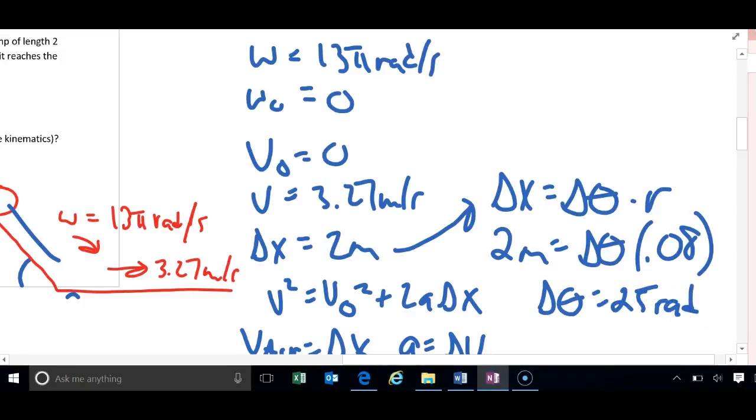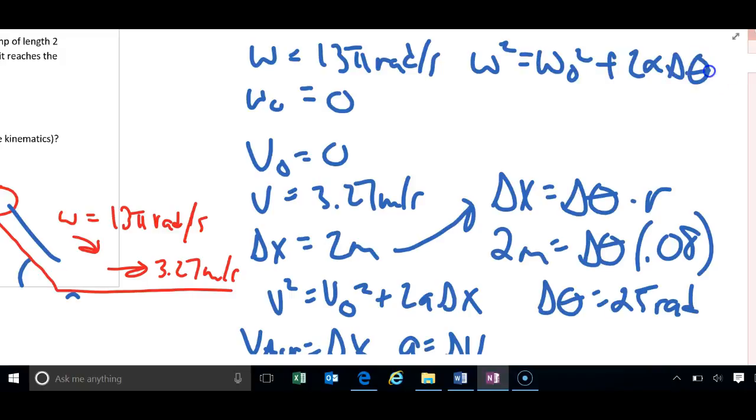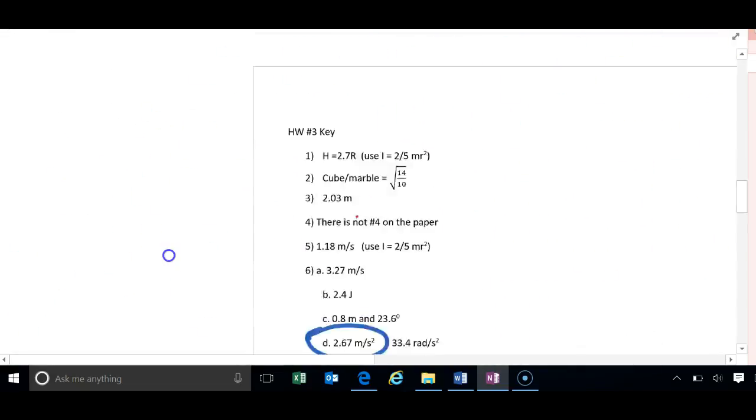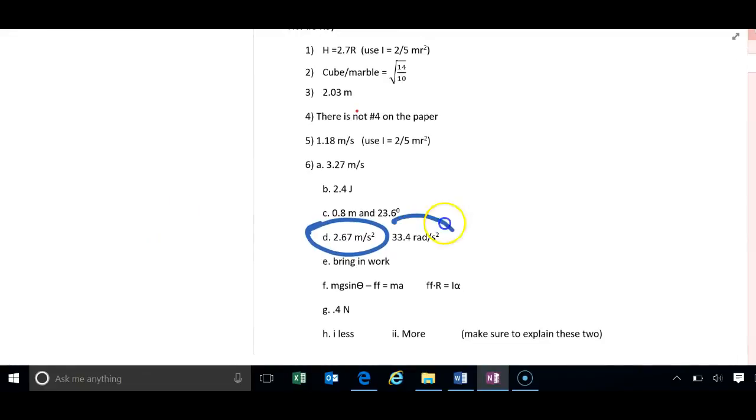Then I could go back and use the same equations. Omega squared equals omega initial squared plus 2 alpha change in theta, or omega average equals change in theta over t, and alpha equals change in omega over t. Okay. Check for yourself. If you had to see what you got, you better have gotten 33.4. Check and see what you get.